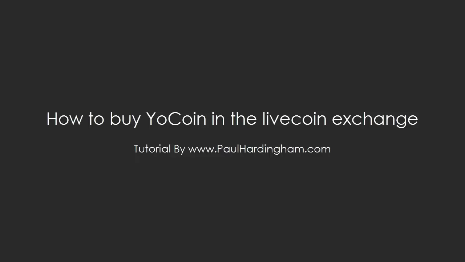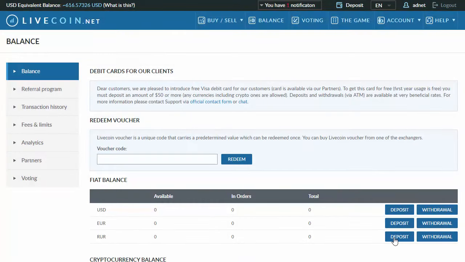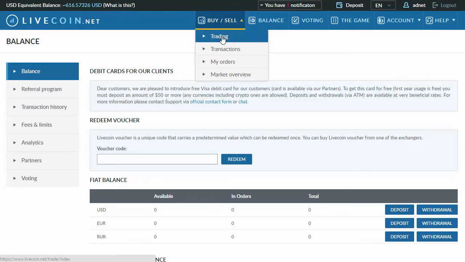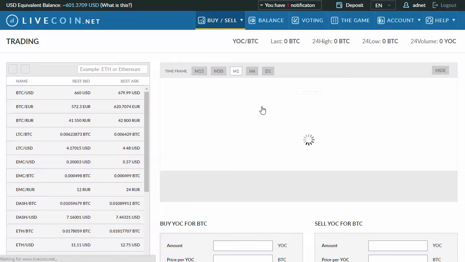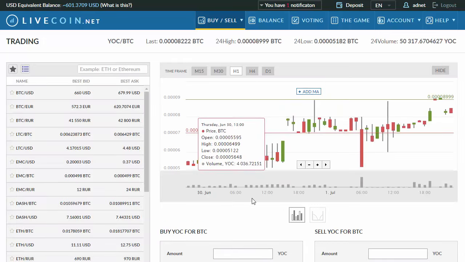How to buy yocoin in the Livecoin exchange. So now you've deposited funds in your Livecoin exchange, let's show you how to actually purchase some yocoin. So we click on buy and sell and go to trading. Now in the trading we actually get to see the exchange, we get to see the price.